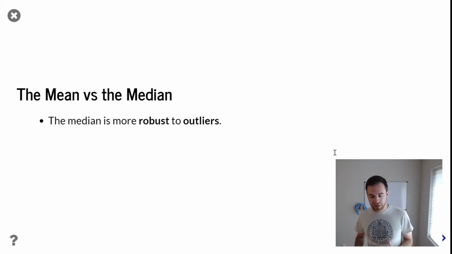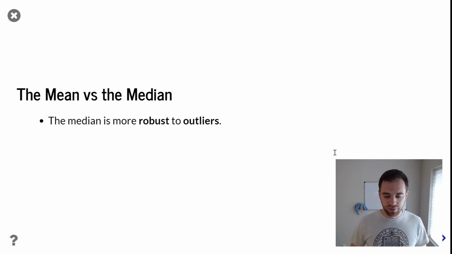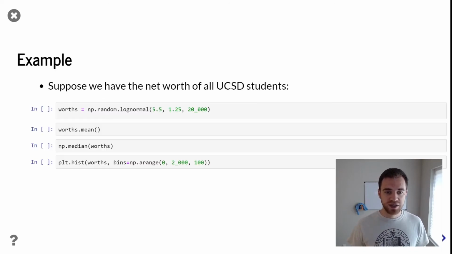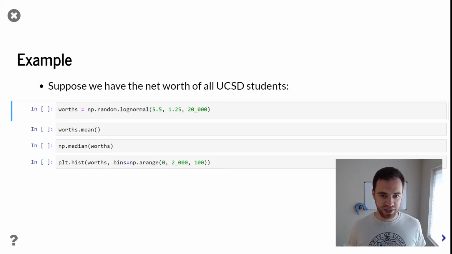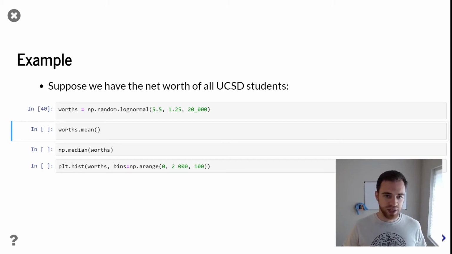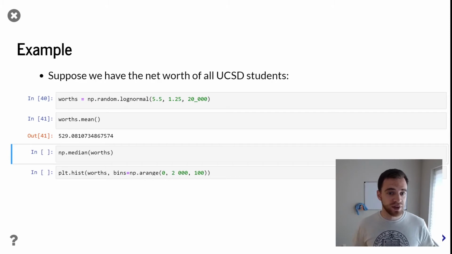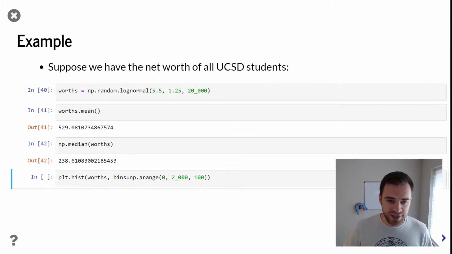One of the nice properties of the median is that it's more robust to outliers. A lot of times we have a choice: do we use the mean or the median? Oftentimes the median is the better thing to use. Let's look at an example. Suppose I gathered the net worth of all UCSD students. Suppose the mean net worth is $529. At least that would have been a lot when I was in college; I didn't have $500. But the median net worth is $238.